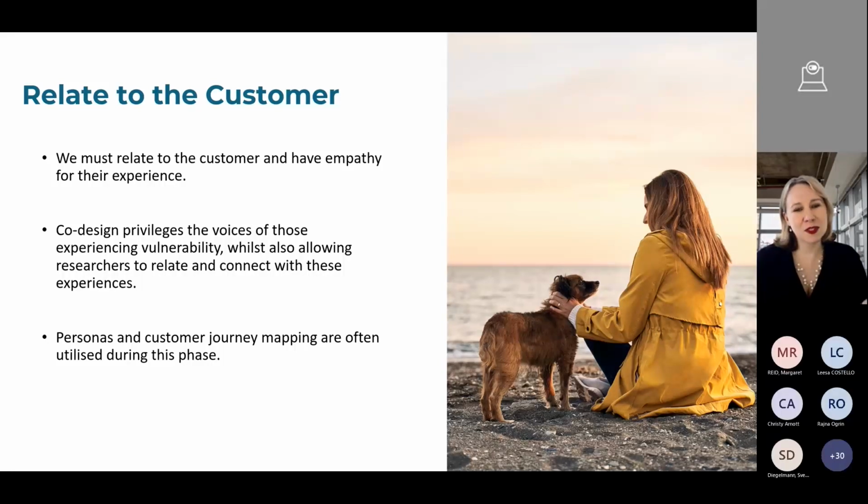So often the types of tools that we will use here will be things like personas and customer journey mapping. I was listening to Liz's keynote this morning, which I thought was just great, around moving away from demographics and into psychographics and thinking about experiences that are not tied to identity in terms of our personas and who our populations are.